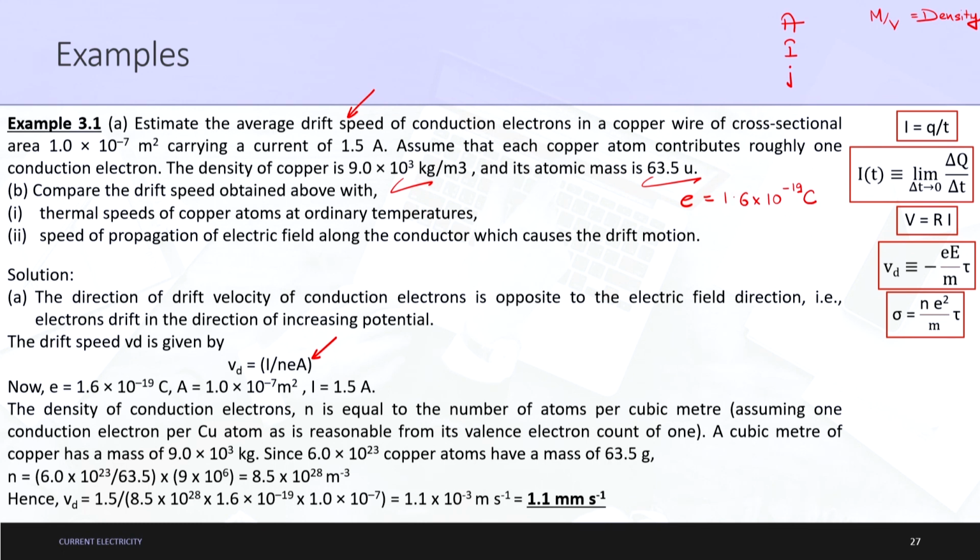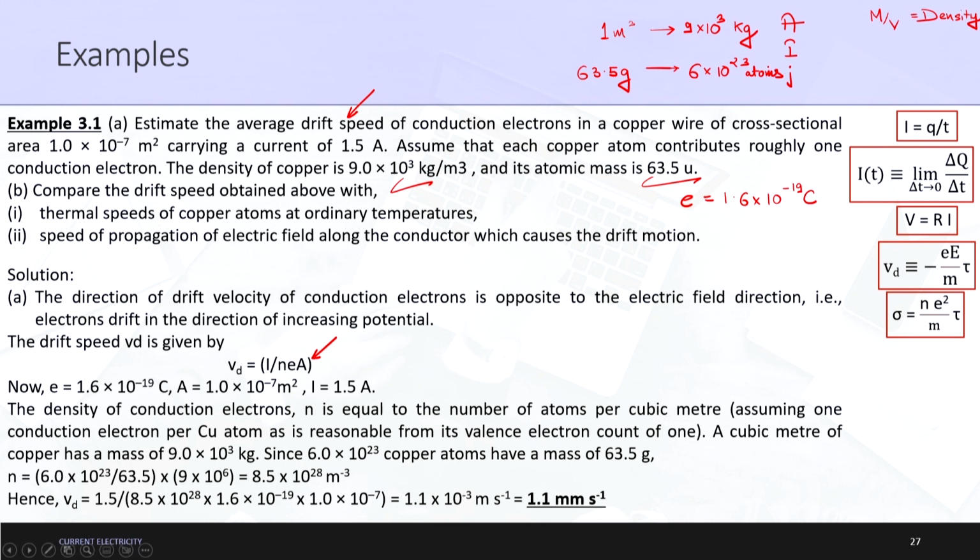Now, a cubic meter of copper has a mass of this. For 1 meter cube, the mass is given to you as 9 into 10 to the power 3 kgs. Next, since a mass of 63.5 grams has 6 into 10 to the power 23 copper atoms, this is a simple Avogadro's law that we know. Therefore, 63.5 grams has 6 into 10 to the power 23 atoms.